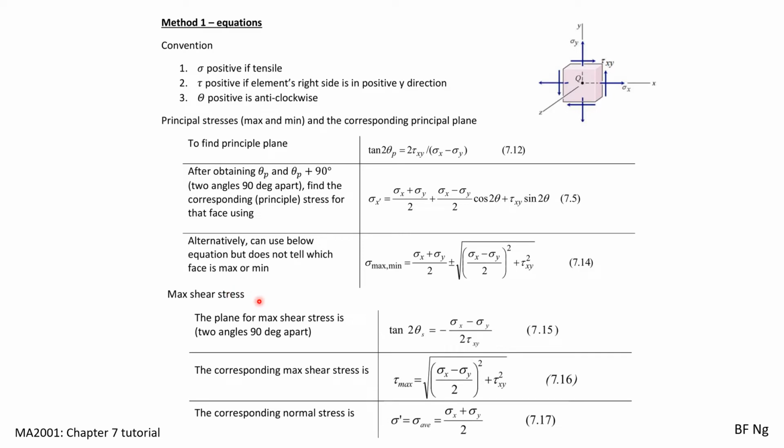For maximum shearing stress, these are the equations. This is the angle of rotation to the plane with the maximum shearing stress. This is the equation for maximum shearing stress. And this is the associated normal stress when the element is experiencing maximum shear stress.